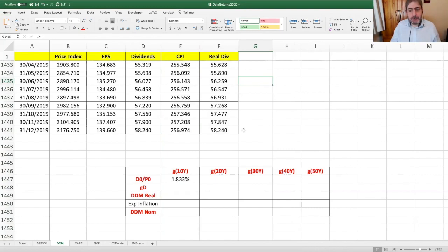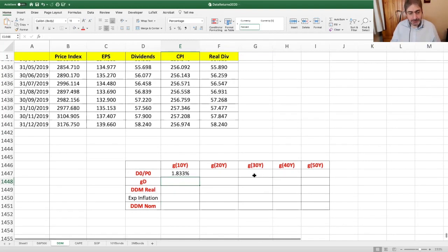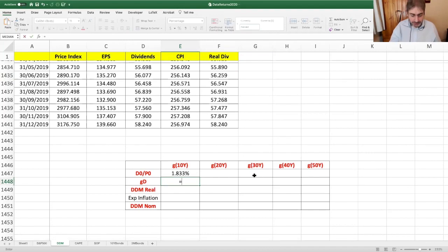Okay, so now that we have the real dividends, we need to estimate the future growth rate. And we are going to do it basically assuming that the future growth rate is going to be equal to the growth rate in the last 10 years. Okay, so we're going to use a 10-year growth rate. And the way we do it is we do the dividend today divided by the dividend 10 years ago.